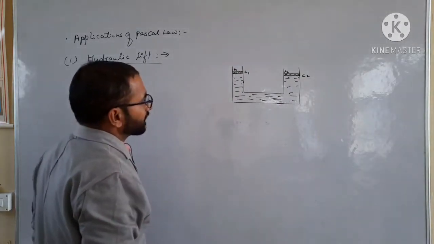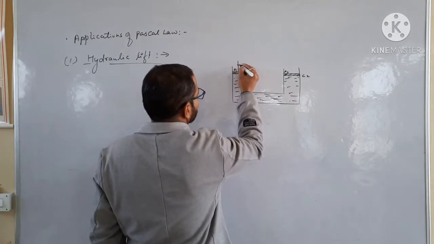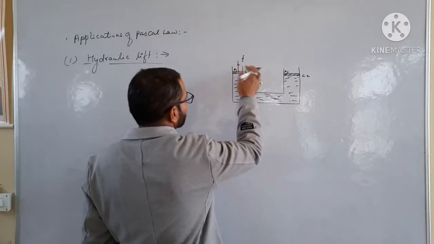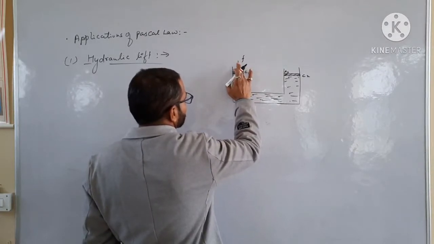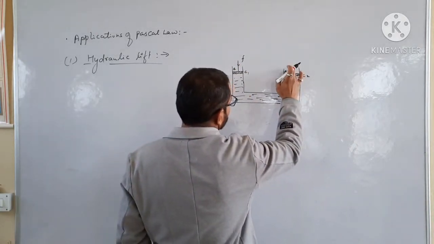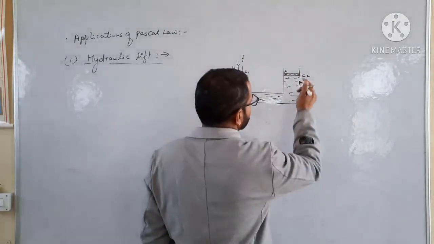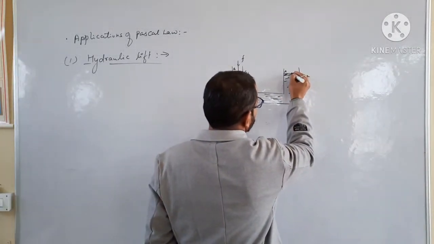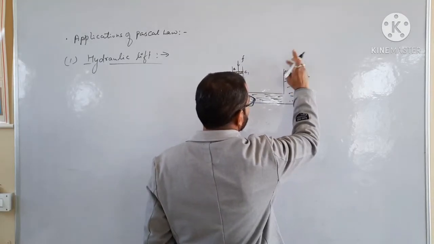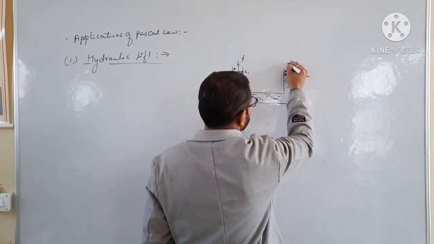So as we know, this is an application of Pascal law. F is the force which is applied on it, and the area small a is for a small part, and the capital A is the area of the large cross section in which the weight is placed. To lift that weight, we will apply the force as if we are lifting this body.